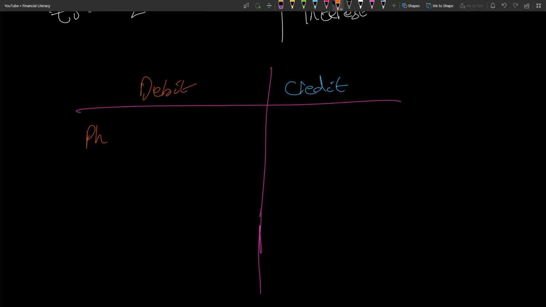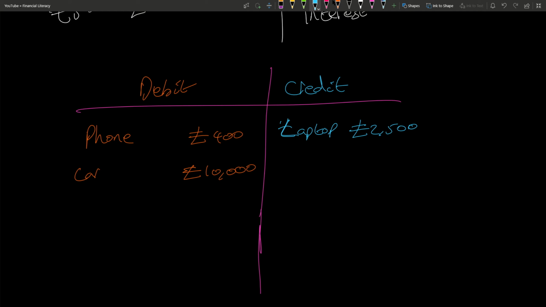So all debit transactions. So let's say phone, £400. Let's say car, let's say £10,000. Let's say on credit, we buy a laptop for £2.5 grand. Let's say it's a MacBook. Not that crazy expensive for a MacBook. They easily go beyond that if you customize them. And let's say we have office rent, and we pay that at the end of the month. So it's on credit, and let's say that's £2,000 a month, for example.